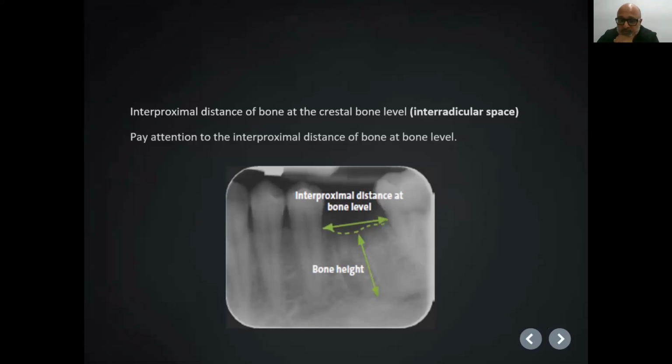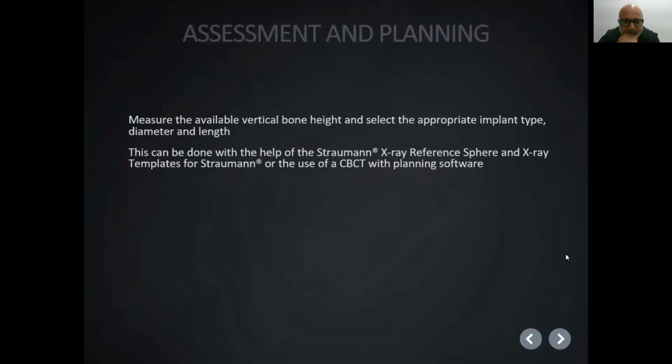Pay attention to the interproximal distance of bone at the bone level. Here you can see that the root has been taken out, and you can see the bone height there. Measure the available vertical bone height and select the appropriate implant type.